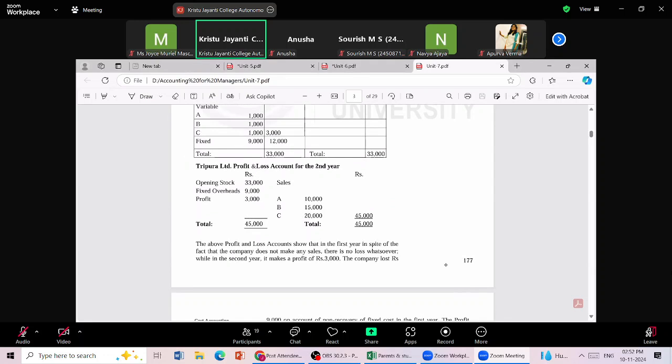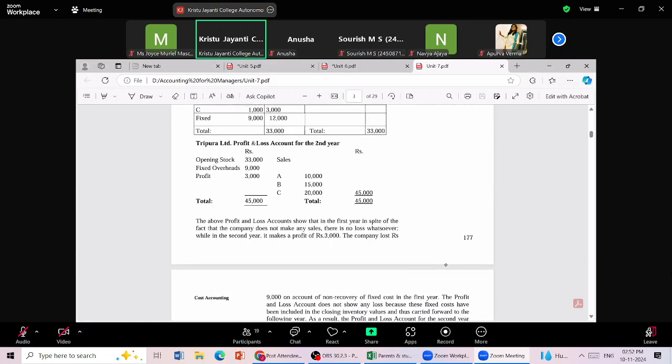Now the same P&L account you are preparing for the second year. So you can see here the last year closing stock becomes the opening stock and fixed overheads already 9,000 is being considered. And then the sale, because the last year stocks are being cleared this year. So the sale happened for 10, 15, 20. So totally 45,000.